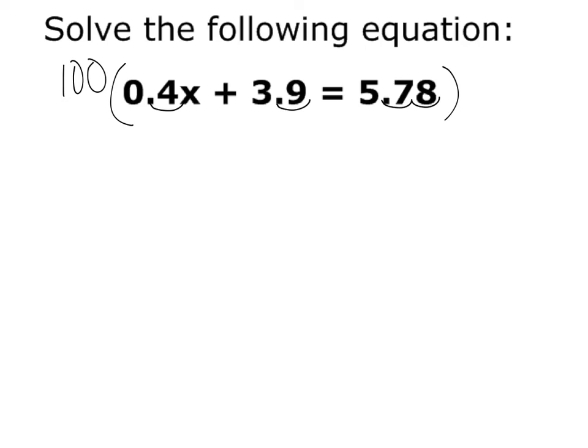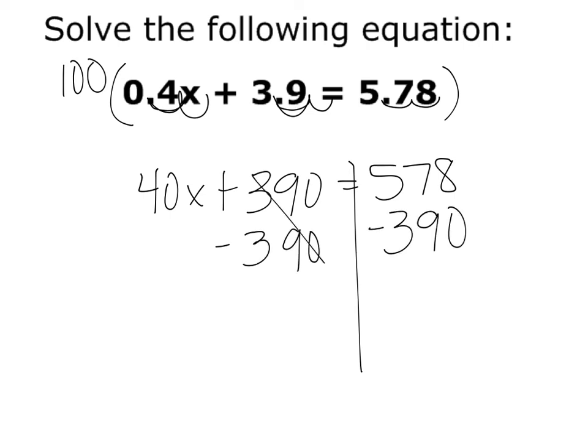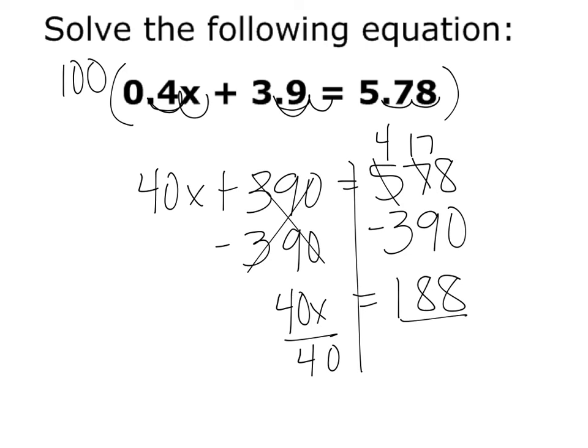So when we do that, we hop, hop, and we'll have 40x plus 390 because we're hopping twice, and then it will be 578. Now you are completely rid of those decimals, and then you just treat it like a one-step or two-step equation. Minus 390, minus 390. 40x is equal to, and again we'll have to borrow, so 188. Divide by 40, divide by 40, and you have your 188 inside, 40 on the outside.